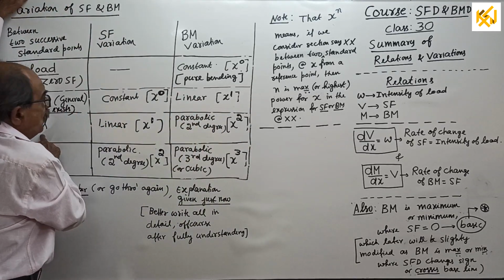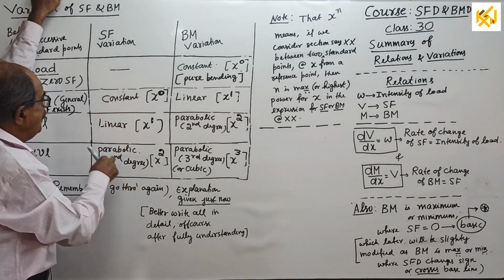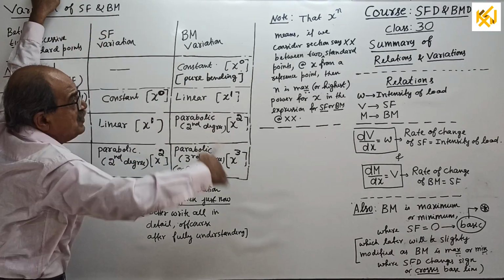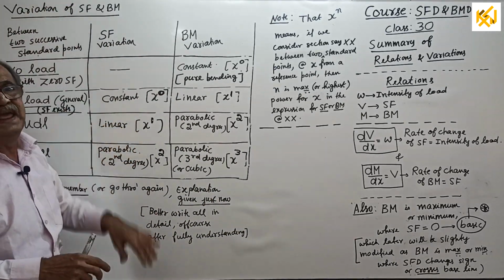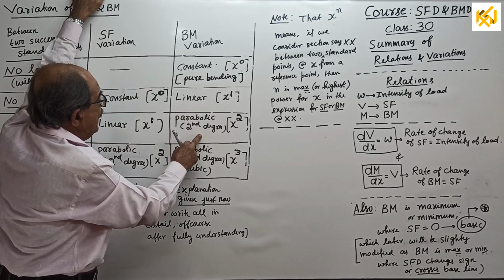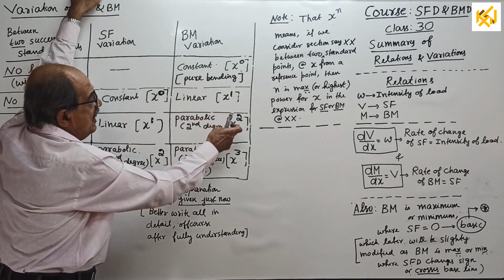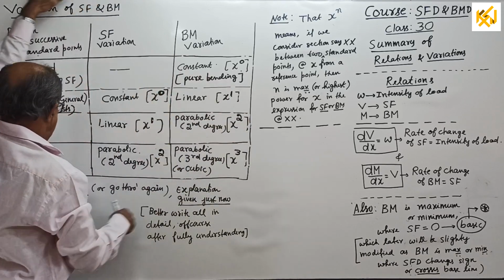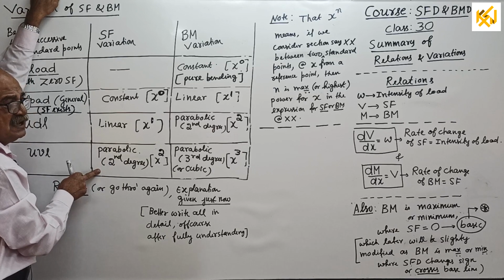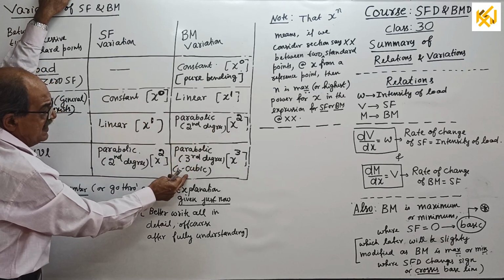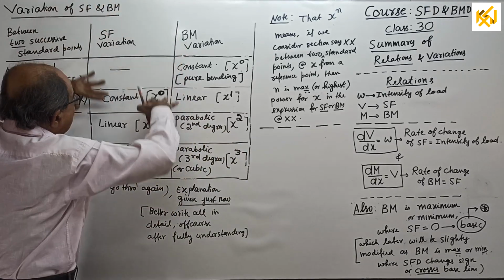Come down. If UDL is there, shear force variation will be linear, so the diagram will be a straight, usually inclined line. Then bending moment will be parabolic, second degree variation. Second degree, I wrote x square, highest power. If UVL is there, shear force is parabolic second degree, and bending moment is parabolic third degree, sometimes called cubic variation, x cube. So go through this correctly.